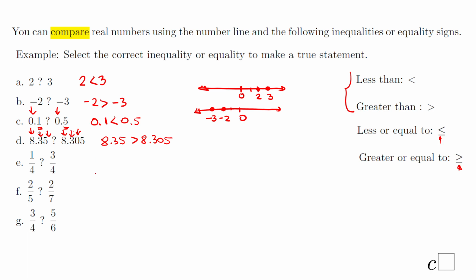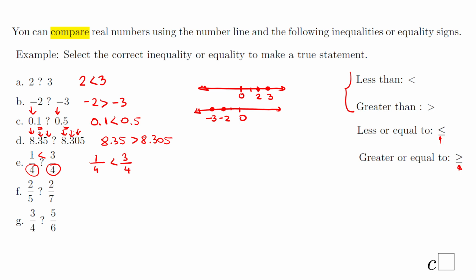On part E, we're looking at fractions, and you notice they have the same denominator. The bottom of the fraction is the same, 4. So now we notice 1 is less than 3. That means 1/4 is less than 3/4. Of course, you can use a calculator and get a decimal value, but I don't think we need to do that.